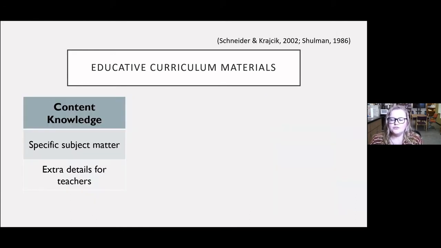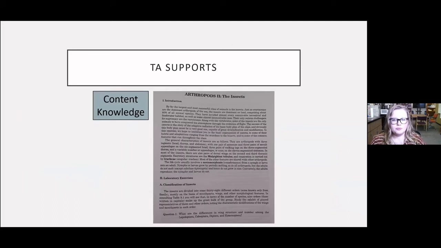And so content knowledge refers to the specific subject matter the students are learning. And so an educative feature could be additional information that's not required of students, but will help the teacher kind of have a deeper understanding of that material. An example from this context was that TAs were provided additional information about worms and crickets for a lab where students were dissecting those organisms.